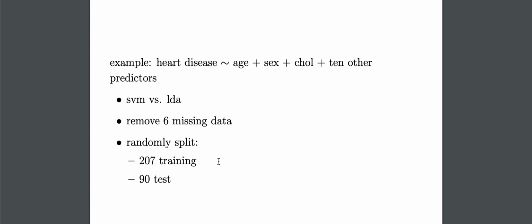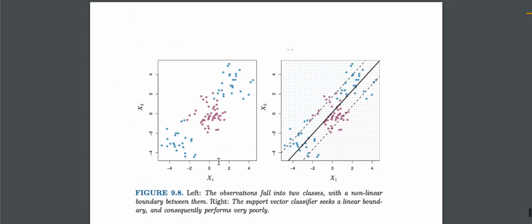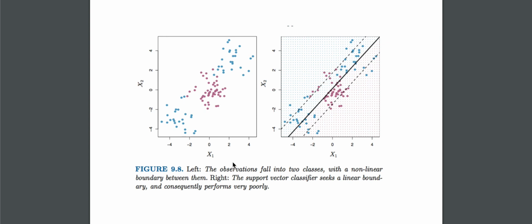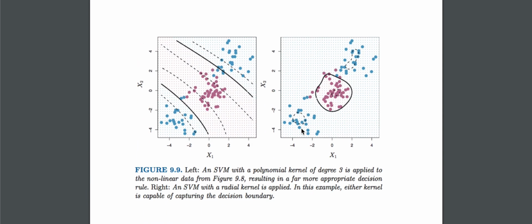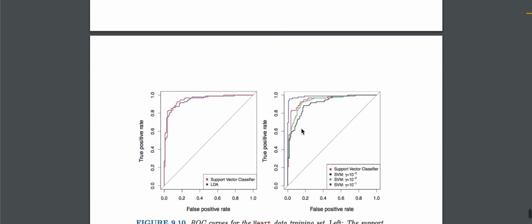So here's an example: heart disease as a function of age, gender, cholesterol, and 10 other predictors. And we want to compare support vector machines with LDA. We randomly split the data into 207 training and 90 test observations. If you have such a data set, obviously it's not linearly separable. But if you use a nonlinear kernel, it becomes separable.